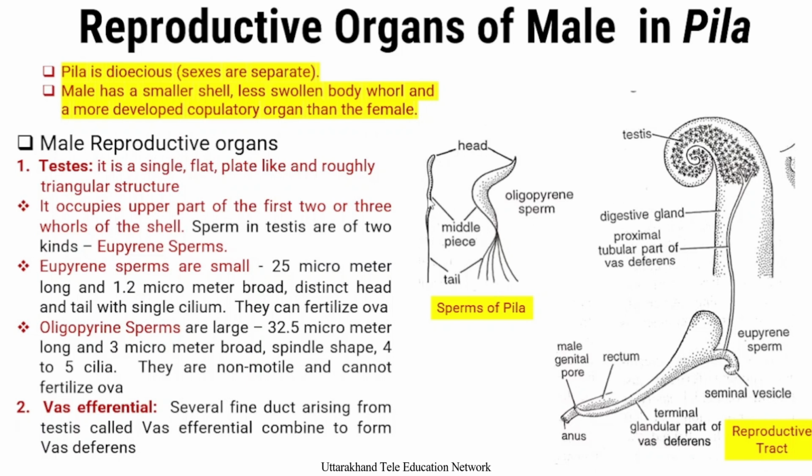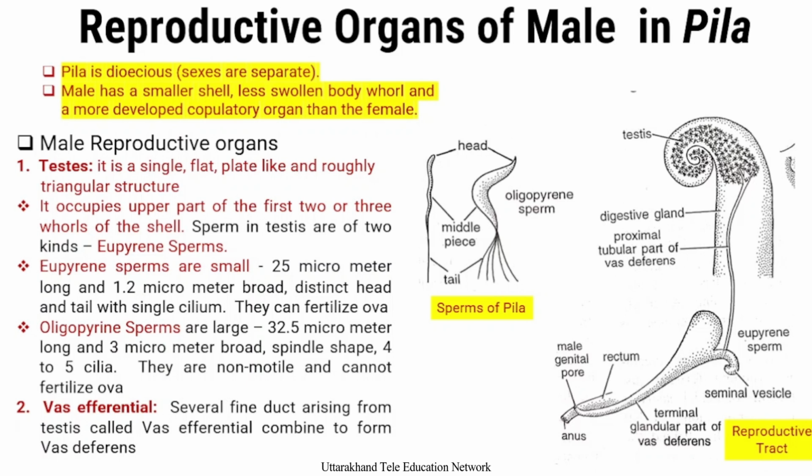The eupyrene sperms are very small and their size ranges about 25 micrometer long and 1.2 micrometer broad. It has a distinct head and tail with a single cilium. And this is the sperm which can fertilize the ova. If I talk about the oligopyrene sperm, these are large, 32.5 micrometer long and 3 micrometer broad, and bundle shaped, having 4 to 5 cilia. And these sperms are non-motile and cannot fertilize the ova.